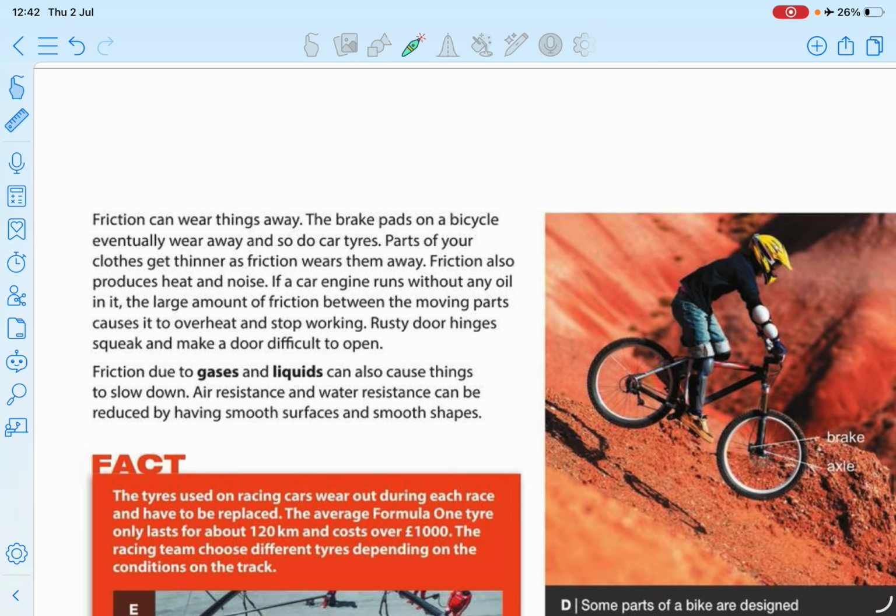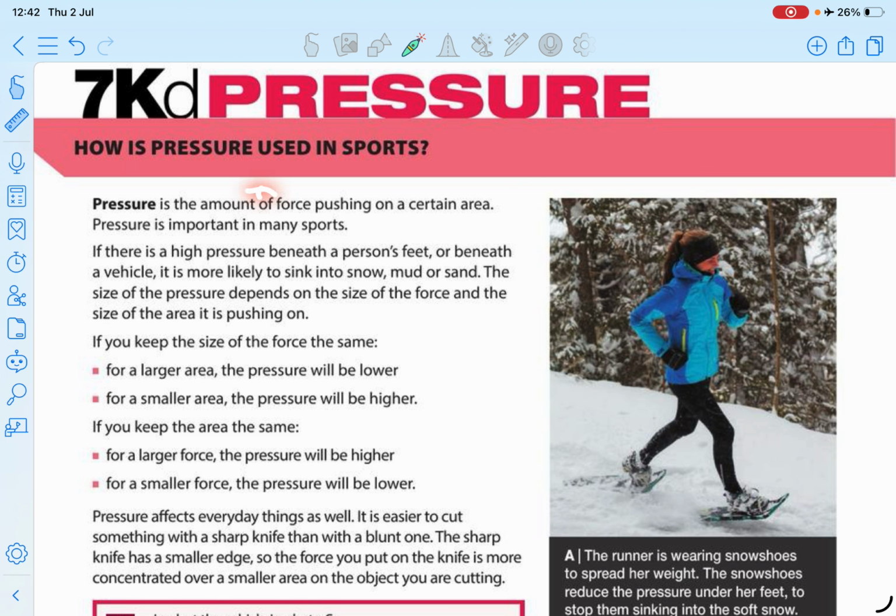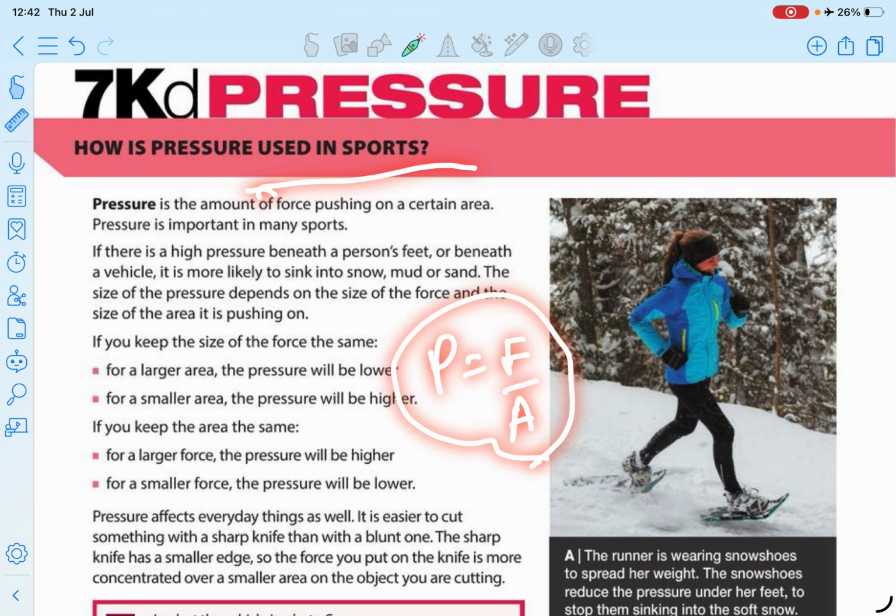There's a range. And pressure is the amount of force pushing on a certain area. P equals F over A, that is the formula. Pressure equals force over area. So there is a unit, that is Pascal, or you can say N m^-2, right?